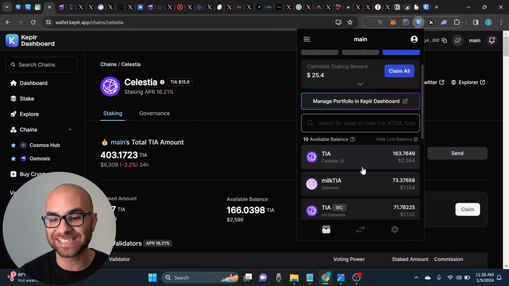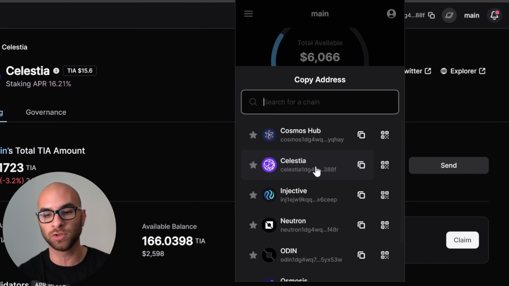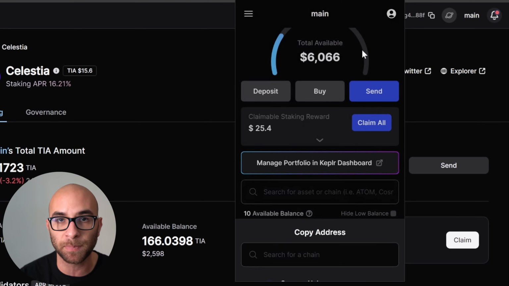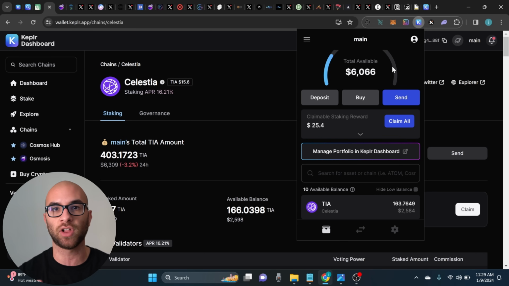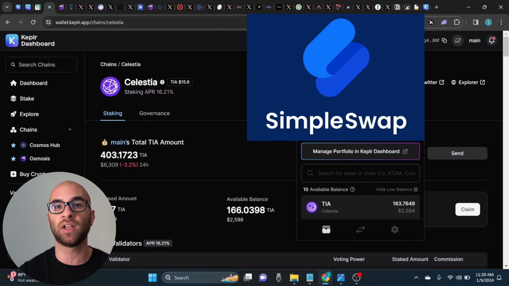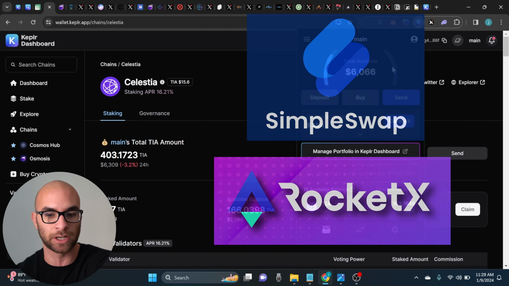The next step here is actually staking your TIA in order to earn all these different airdrops that are about to come. Now, it's pretty simple to deposit TIA into your Keplr wallet. You simply hit deposit, guys. You go to your Celestia wallet, you copy that, and then you can deposit TIA. Now, you can buy TIA on a lot of different centralized exchanges, or you can use something like SimpleSwap or RocketX Exchange in order to do that in a decentralized way.